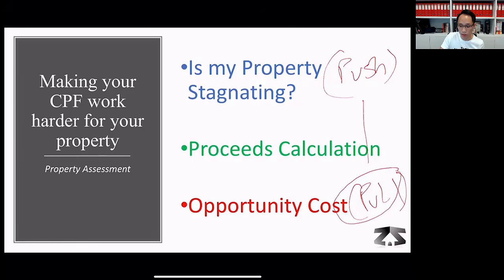All right, it's always a tug of war between the push and pull factor. If you can understand and take advantage of both of them, if your property has a push and there's also a good pull factor, then that would be the best situation. All right, so this is about making your CPF work harder, because if your CPF is stuck in the property, as I just mentioned, it's really not working hard for you.